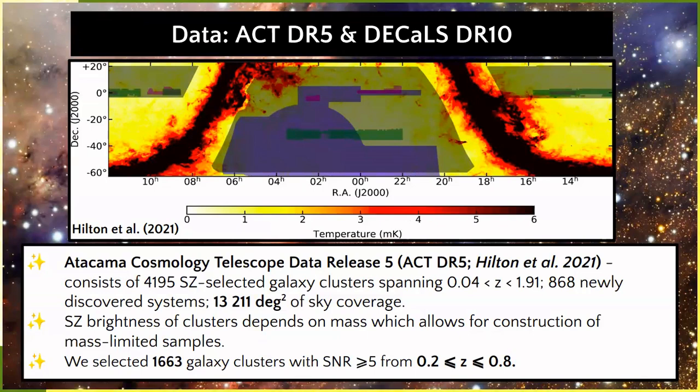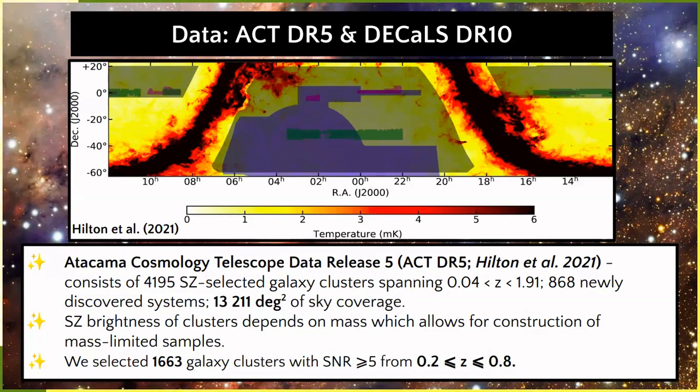The Sunyaev-Zel'dovich effect causes a change in apparent brightness of the cosmic microwave background radiation towards a cluster of galaxies or any other reservoir of hot plasma, essentially. And the brightness of clusters basically depends largely on mass and not on their redshift. So basically, this allows for the construction of mass-limited samples, essentially.